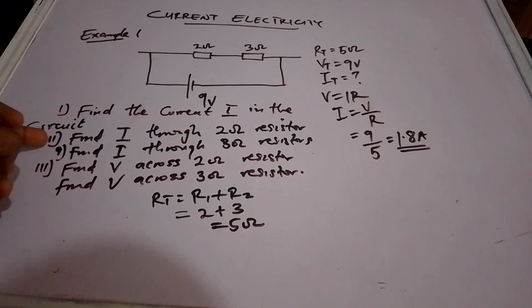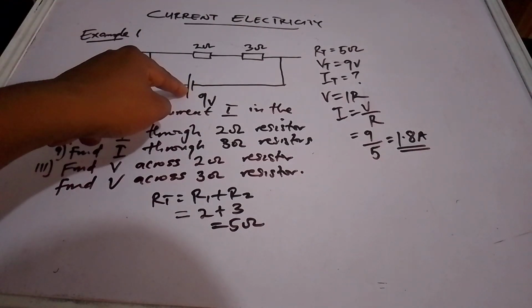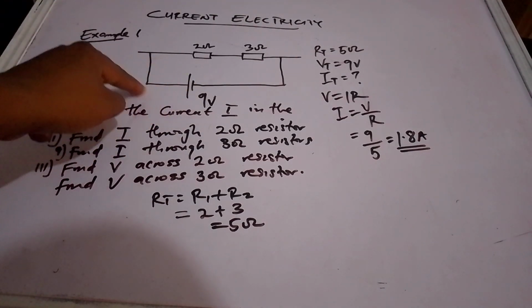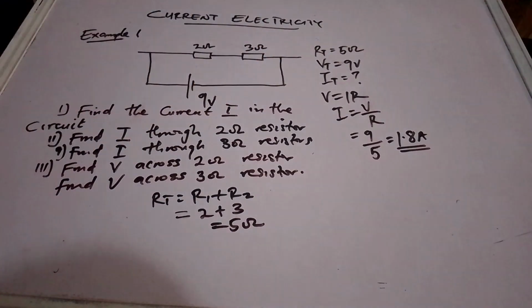So let's look at number 2. Find the current through the 2 ohms. So what we are saying is that 1.8 ampere flows from the source, and when it gets here, it enters here, it enters here. So what is the concept? The concept is that when resistors are arranged in series, they are going to have the same current.